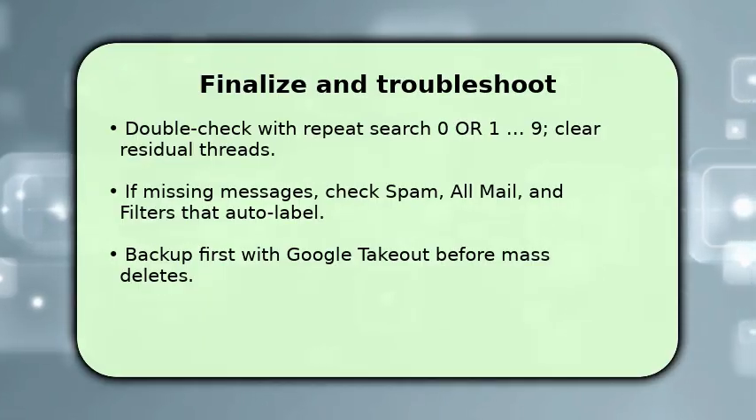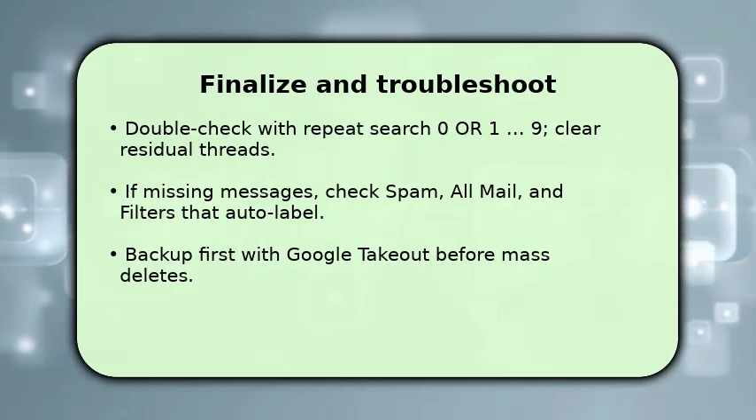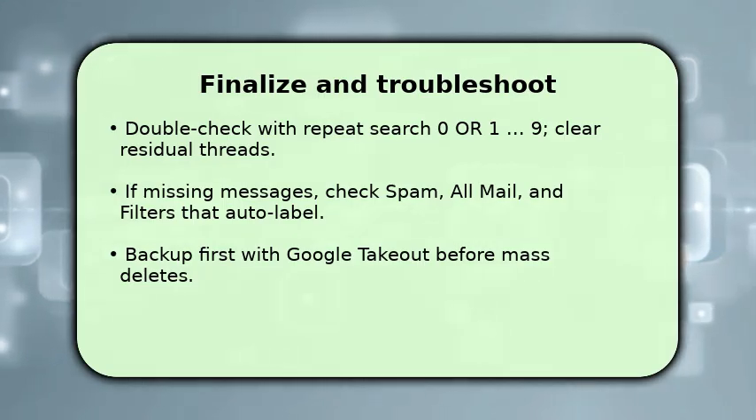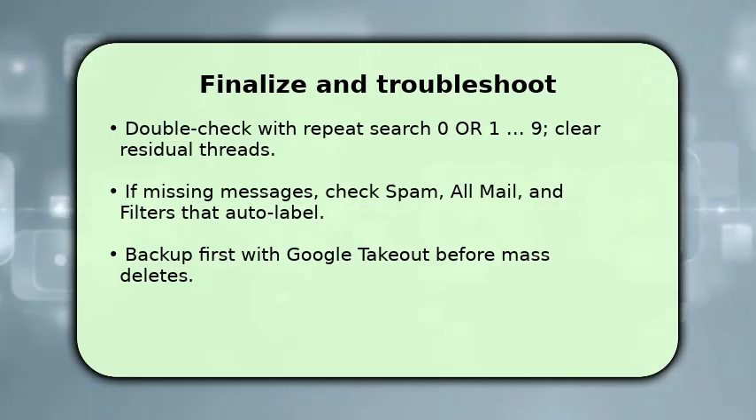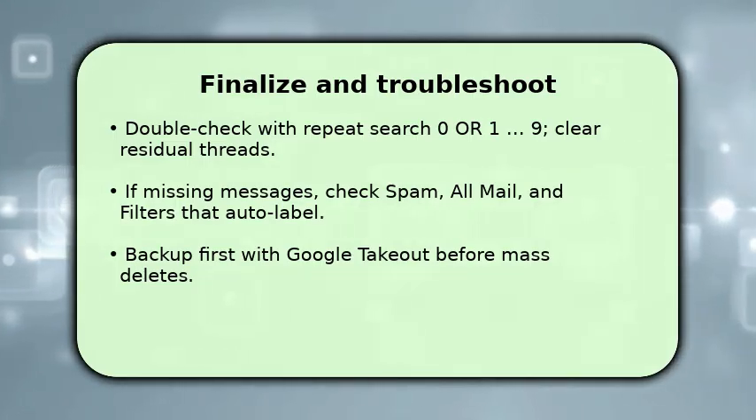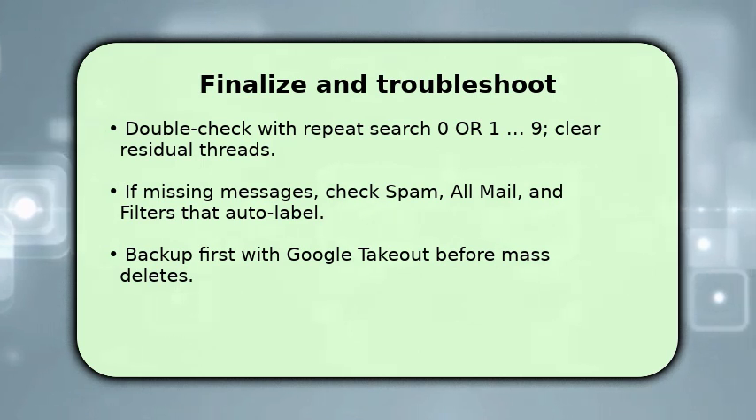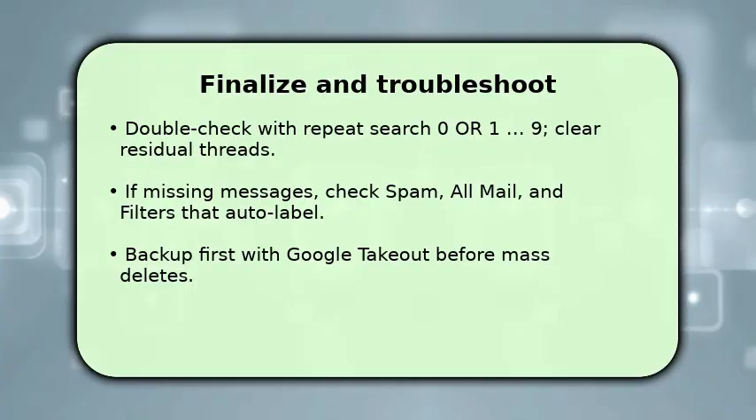If something went wrong, restore from trash within 30 days or use your Google Takeout backup if you created one beforehand. If filters reintroduce numbers, edit or disable those filters. One key troubleshooting tip: if search misses items, expand to include quoted forms and attachments, then reprocess.